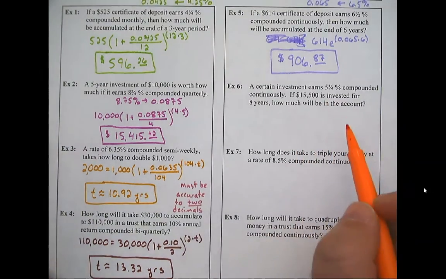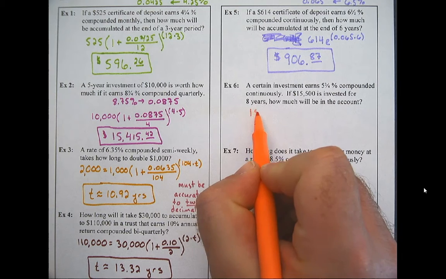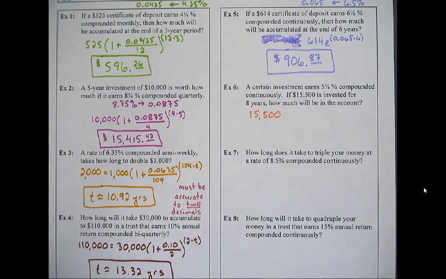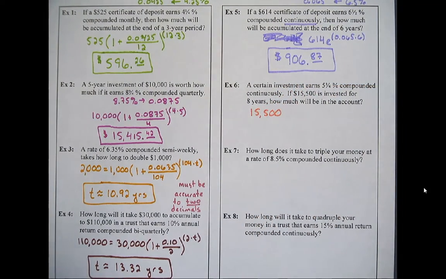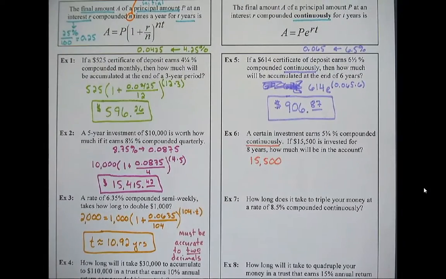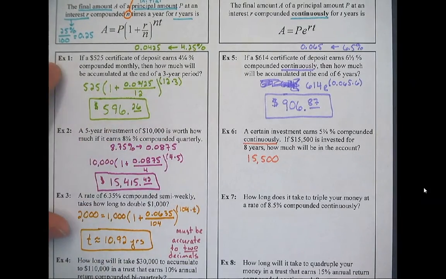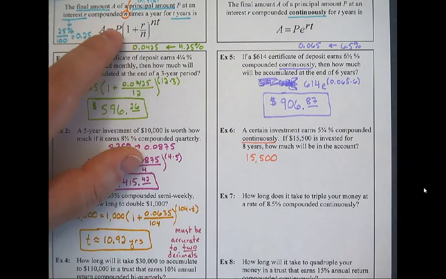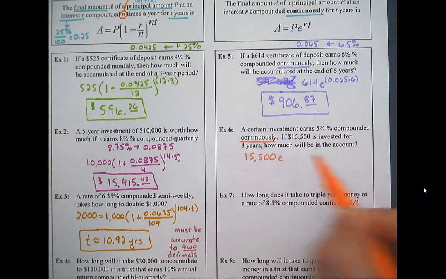All right, so I'm going to just jump to the formula. 15,500. Sorry, I should have done this last time. As soon as you see the word continuously, compounded continuously, game over. You know you're using the PERT equation. If you don't see the word continuously, like compounded quarterly, compounded monthly, compounded semi-weekly, then we're using this formula. As soon as you see the word continuously, we're definitely going to use the PERT equation.